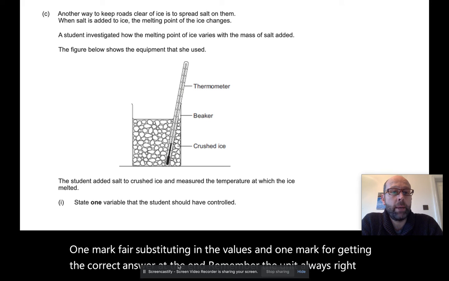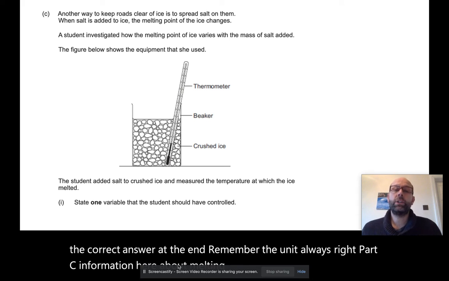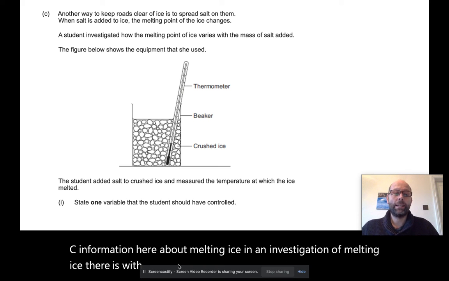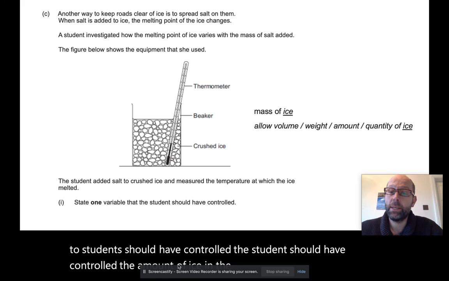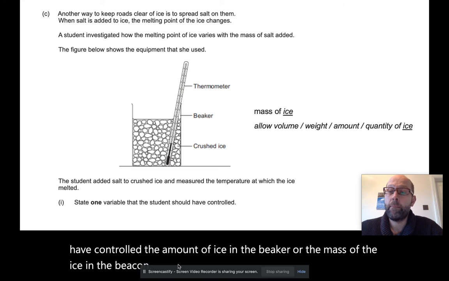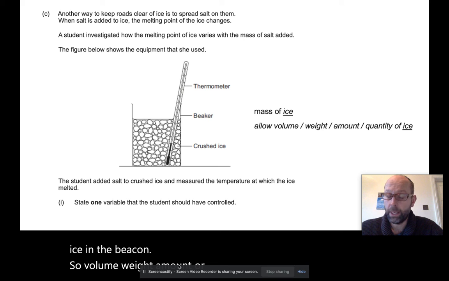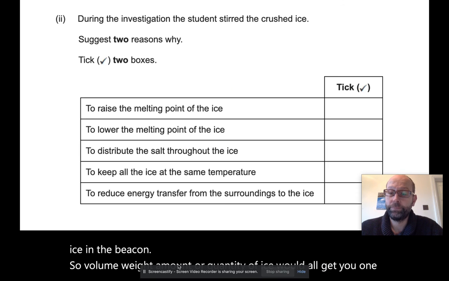Right, part C. Information here about melting ice, and an investigation of how melting ice varies with the mass of salt added. So state 1 variable which the student should have controlled. The student should have controlled the amount of ice in the beaker, or the mass of the ice in the beaker. So volume, weight, amount, or quantity of ice would all get you 1 mark for this question.